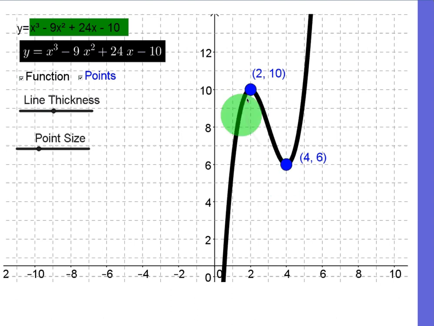But a lot of times, like we said, a horizontal tangent line means the graph changes direction. Not always, but a lot of times. Taking critical point (4, 6). That's it for the first example of critical points. If you have any other questions about this, let me know.